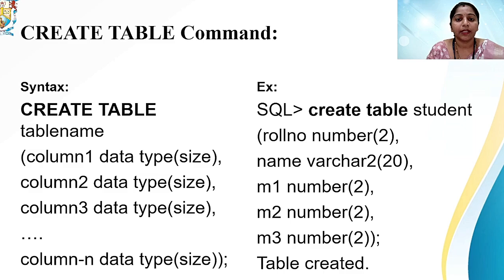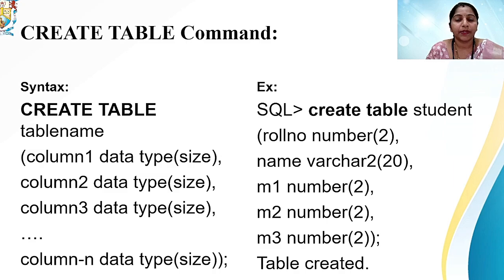In the syntax we have create table, and table name is the name of the table to be given, and column 1 will be the first column or any column name. For example, we can give roll number of a student, name of a student, mark 1, mark 2, as we see in the example. Next we have data type, which can be of various data types. We'll go through it later. Next we have size. We have to specify the size of the data type.